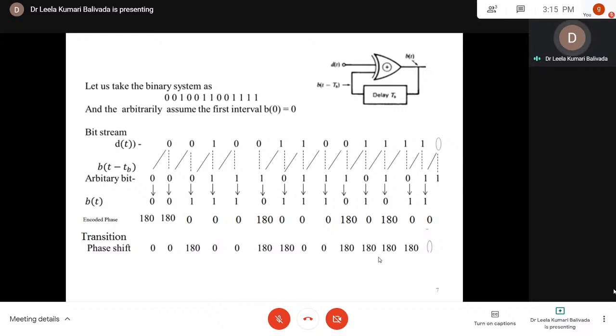Okay, so when D of t is equal to 0, the phase of the carrier does not change at the beginning of the bit interval. While when D of t is equal to 1, there is a phase change of magnitude 180 degrees. So this is the concept involved in differential phase shift keying. Instead of transmitting an absolute phase, we are going to represent the DPSK output by means of the difference between the phases of two successive bit intervals.